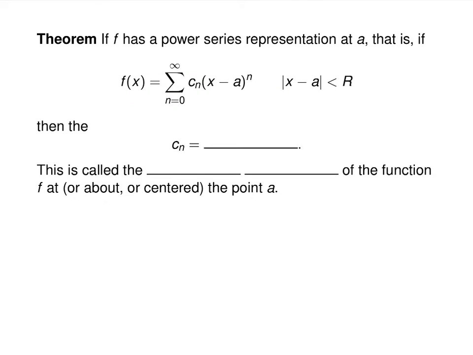So if f has a power series representation at a, that is, f of x can be expressed in this form for all x such that |x minus a| is less than some r, then those c sub n's are given by the nth derivative evaluated at a over n factorial. So if you're asked to find a power series representation, you're going to have to find a pattern for these.